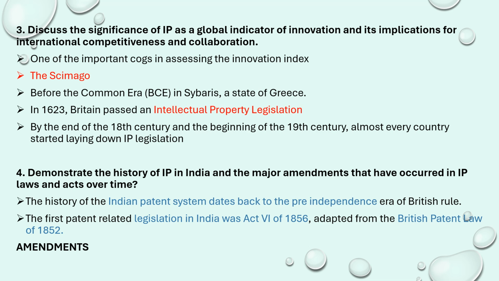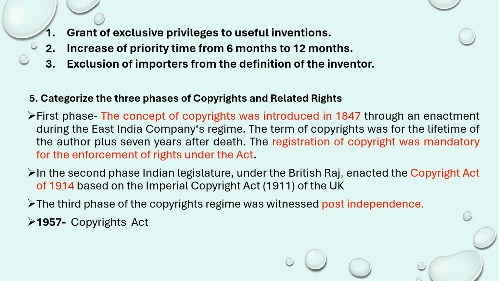And there were some important amendments. There are many amendments that you have to look upon, like how to provide a license, how to protect the license, all those. I am listing out the three main amendments: providing the grant for a useful invention, increasing the priority time from 6 months to 12 months, that is the priority period to be published, and exclusion of importers from the definition of inventor. So these are the three major amendments.